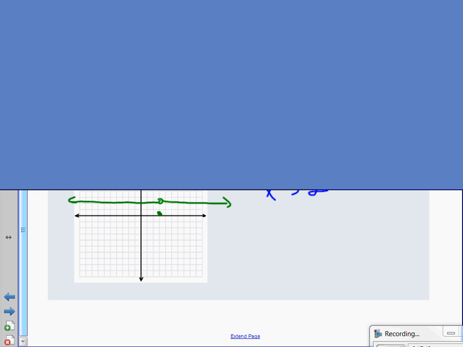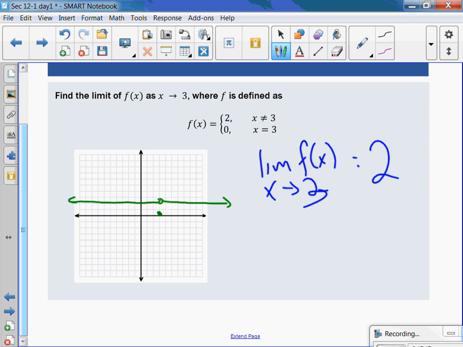The limit as x approaches 3 of f of x is equal to 2. What is the value of f of 3? In other words, what is the value of f of x when x equals 3? It's 0, right? When x equals 3, my graph, my f of x, is equal to 0. However, it doesn't ask us what that value is.